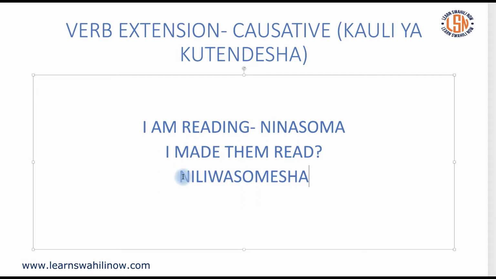So please refer to the introductory video that I just did about how to break down your verb, so that you know why we are saying this. Ni, li, wa, somesha. The difference is at the end of this verb, we now have esha. As opposed to just soma, now we have somesha.